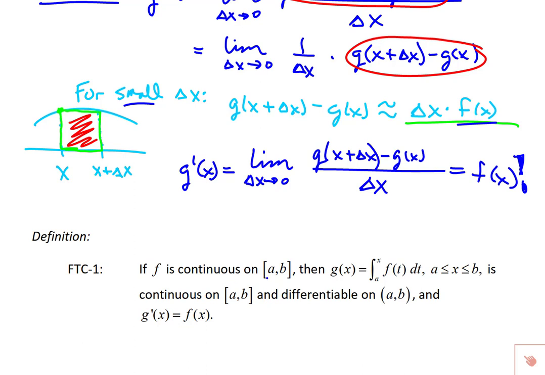If f is continuous on the closed interval from a to b, then g of x, defined as the definite integral from a to x of f of t dt, that's what we have above, where x is somewhere between a and b on this closed interval, is continuous on the interval from a to b and differentiable on the open interval from a to b, and g prime of x equals f of x.